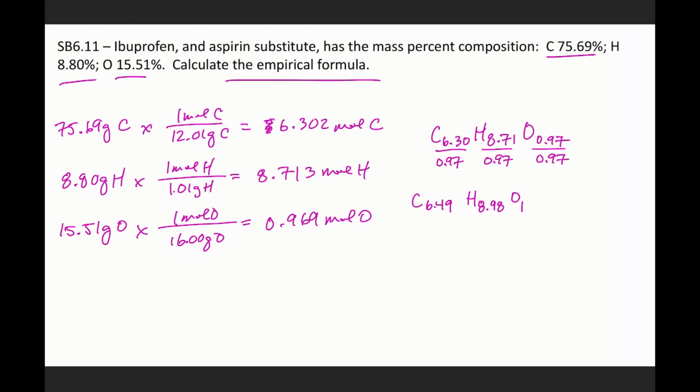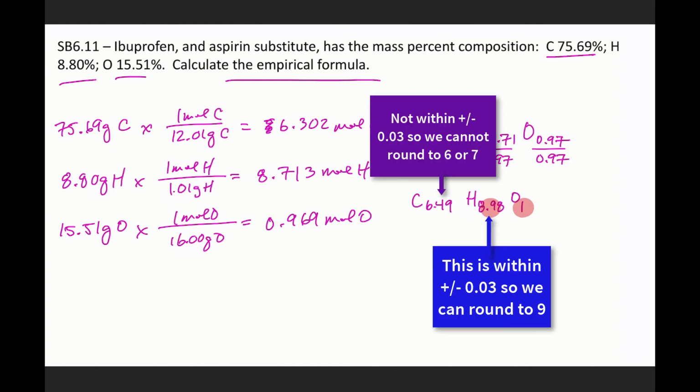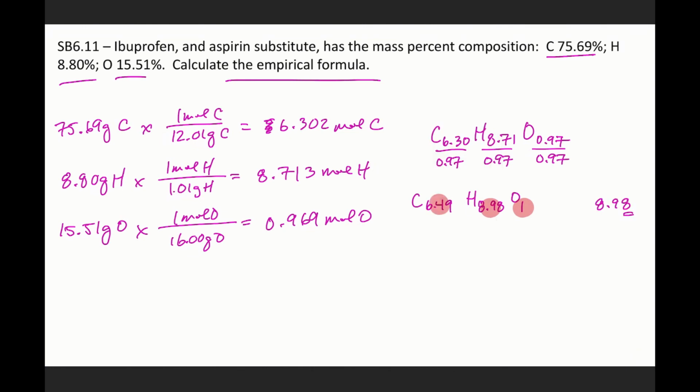Okay, so if we follow the steps from the last problem, this is where we end up. Now, this is clearly 1. This one is clearly 1, right? This one is roundable to 9, yes? If we are within, say, 3/100ths of a whole number, we can round. This one now, not within 3/100ths, yes?